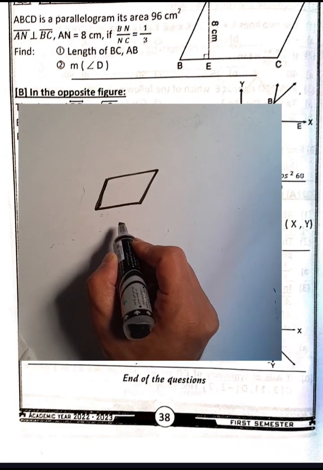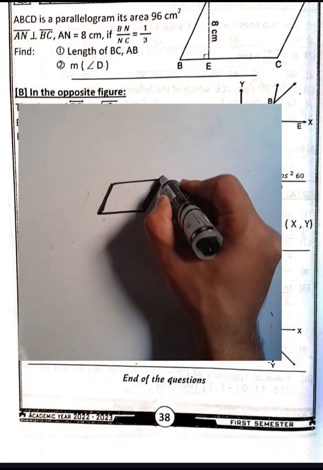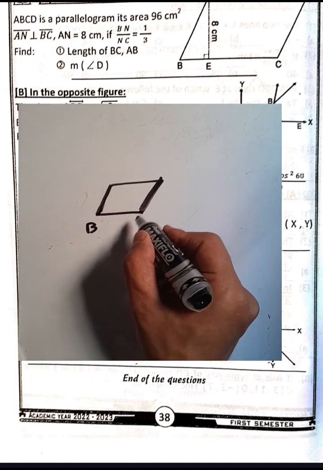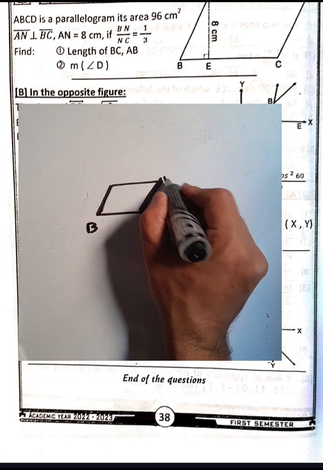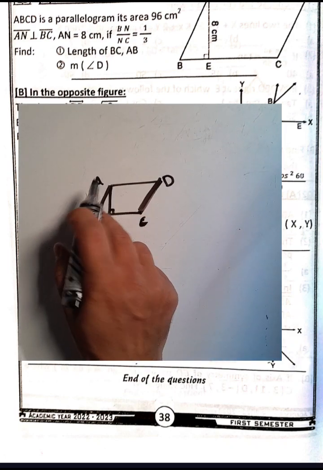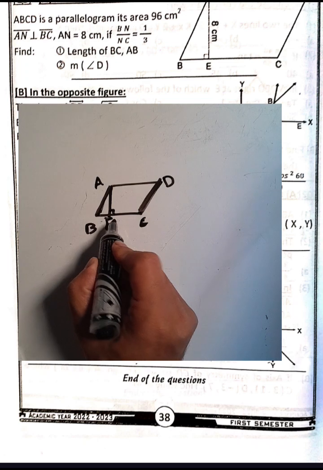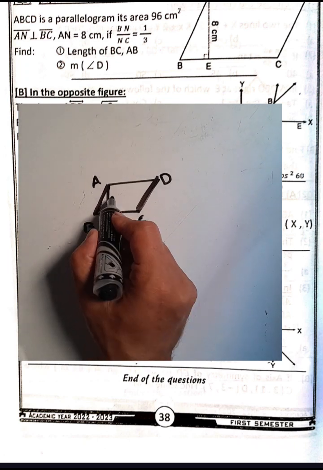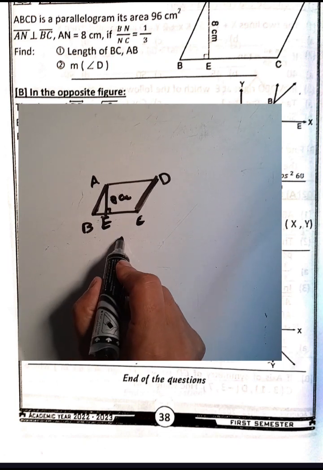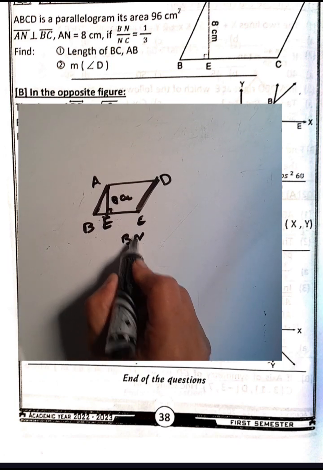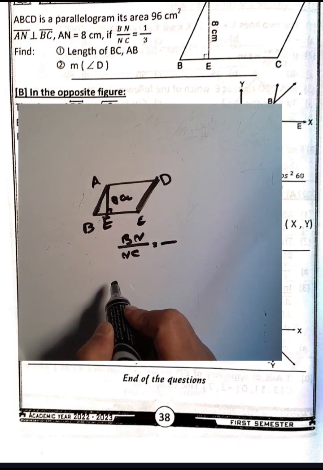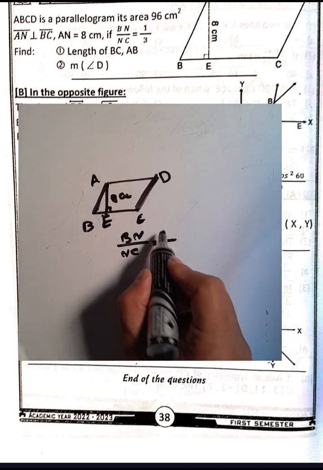It was a parallelogram here. We have P, C, D, and E. It was perpendicular to the base. And here E, and this line segment is 8 centimeters. And here they give us the ratio PN over NC. PN over NC equals 1 over 3.